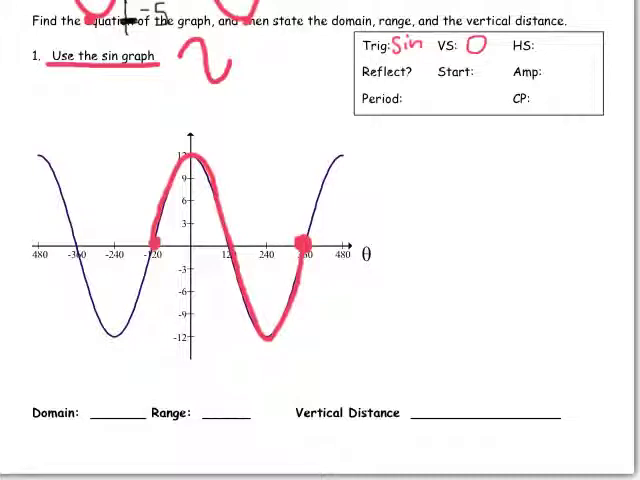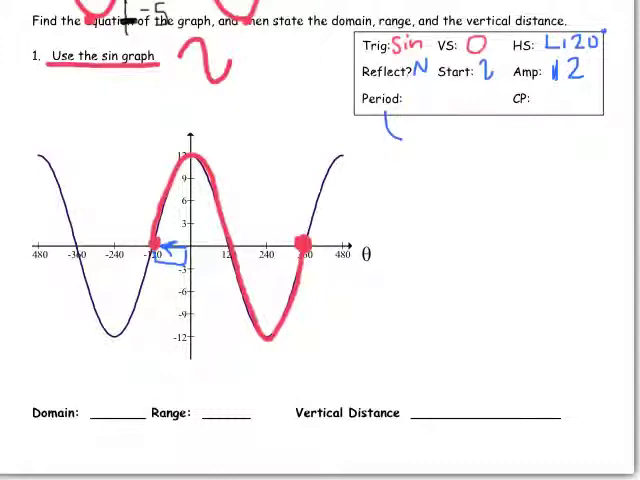The horizontal shift, it does look like from where I'm choosing to start that I moved this distance. So this is left 120. I am in degrees. I chose a non-reflected sine, so that's why my shape looks like that. My amplitude is, I went 12 up and I went 12 down, so the amplitude is 12.